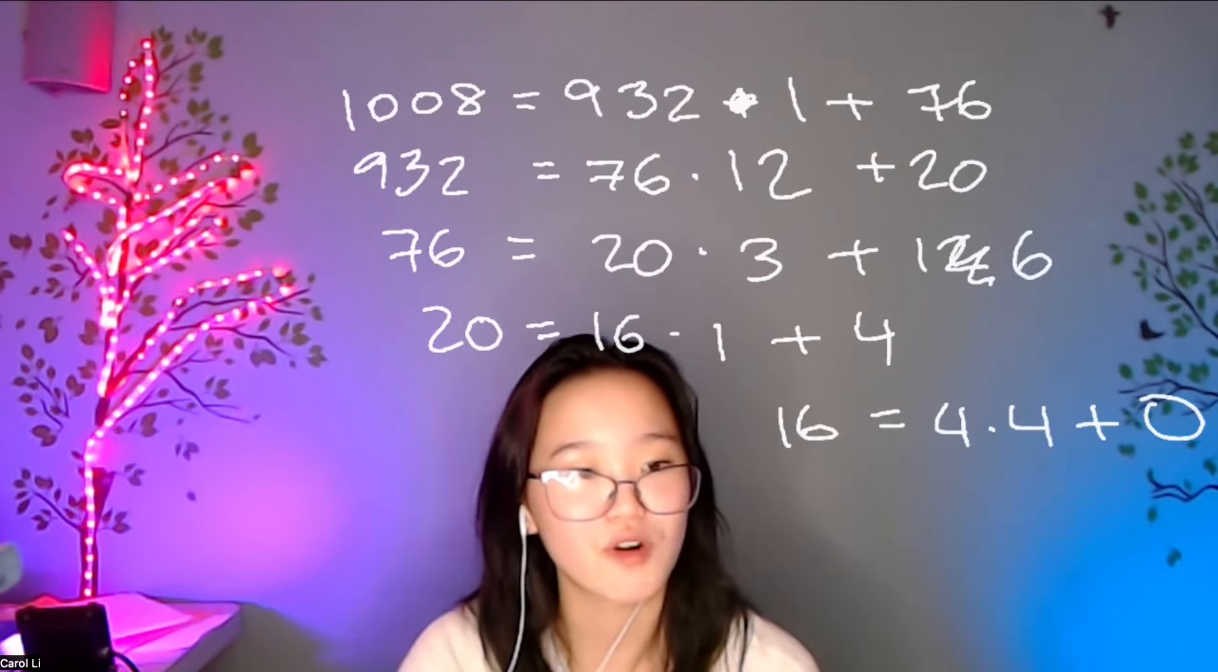So basically you just divide and then find the remainder and the quotient. You don't really need to keep track of the quotient as long as you keep track of the remainder. You just look at the remainders.